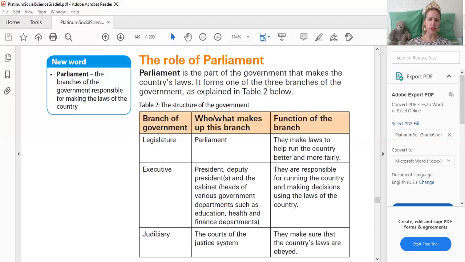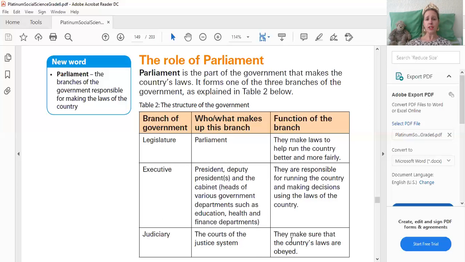Now look, you see there, judiciary. First of all, I see Judy. Judge Judy. Okay? I see judge. So for me, judiciary, it must be something to do with courts and judges. So look here. Who makes up the judiciary? The courts of the justice system. So try and remember it like I do. Judiciary, judge, Judy, in the court.